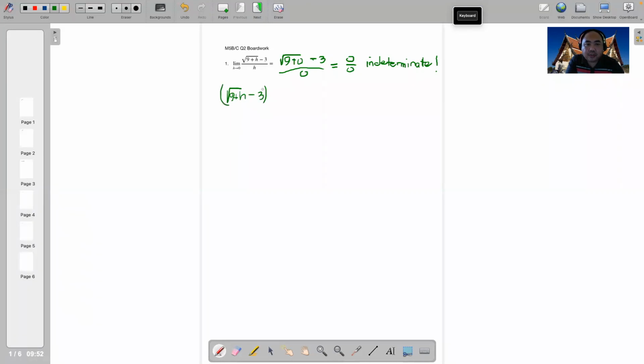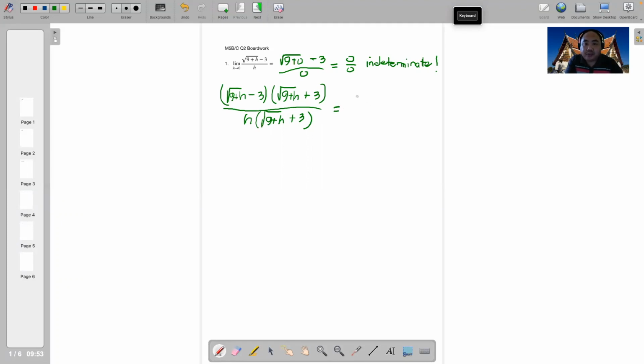And we'll try by multiplying the numerator by its conjugate. So I hope you remember your lesson in algebra about binomial conjugates. The binomial conjugate of the numerator is the square root of 9 plus h plus 3. To preserve the function, you'll have to multiply the denominator by the square root of 9 plus h plus 3. You will notice that this new function is equivalent to the old function.